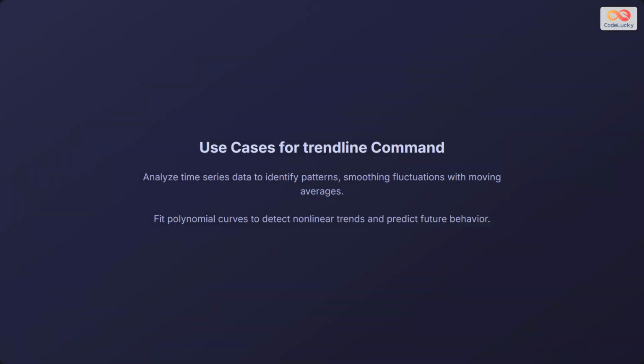The Trendline command is useful for analyzing time series data to identify underlying patterns. It smooths fluctuations by applying moving averages and helps detect nonlinear trends using polynomial fitting. This makes it ideal for forecasting future data behavior and improving the quality of your insights.